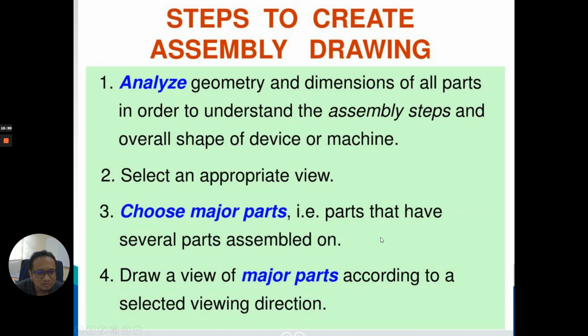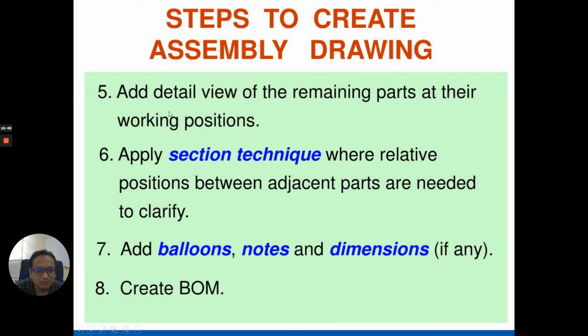So you analyze the steps of assembly drawing. First, you have to analyze the geometry and the dimension of all parts in order to understand the assembly steps and overall machine. And then select the appropriate view. Choose the major parts that have been assembled, and then draw a view of the major parts according to the selected view. And the 5th one is to add a detailed view of the remaining parts of the working position. Apply this technique relative to the position adjacent to the parts where they are needed. And lastly, you add the balloons, notes, and the dimension material, and then you create the bill of material.